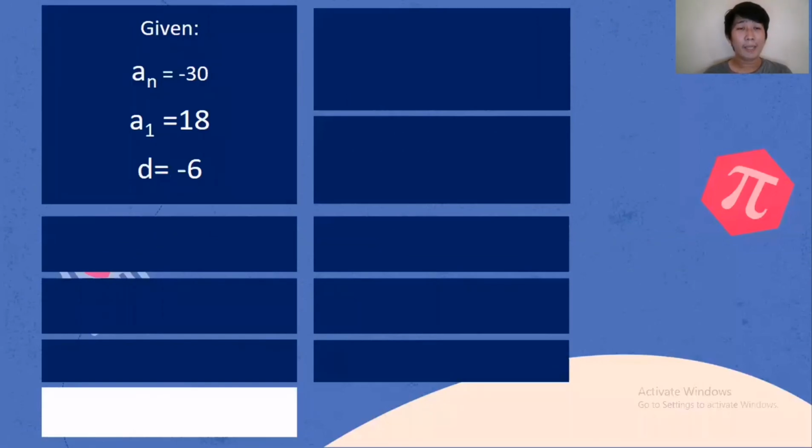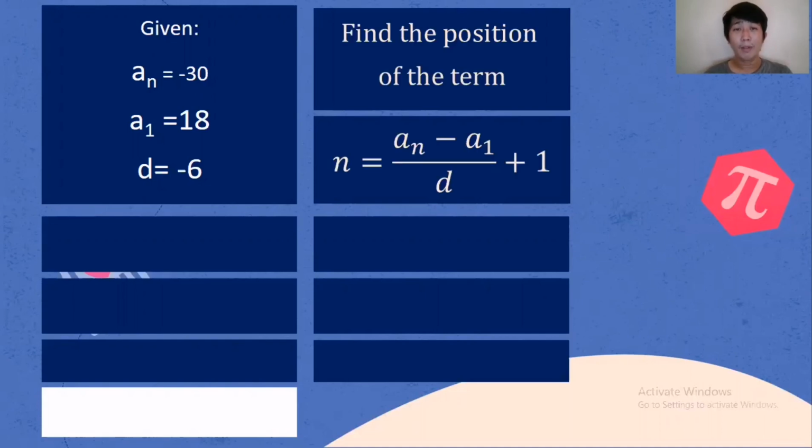Given a sub n is negative 30, a sub 1 is 18, d is negative 6. Let's find the position of the term. We will be using the same formula, a sub n minus a sub 1 over d plus 1, where a sub n is negative 30, a sub 1 is 18, and negative 6 is the common difference. Substitute the given on the formula, then same process, we subtract.